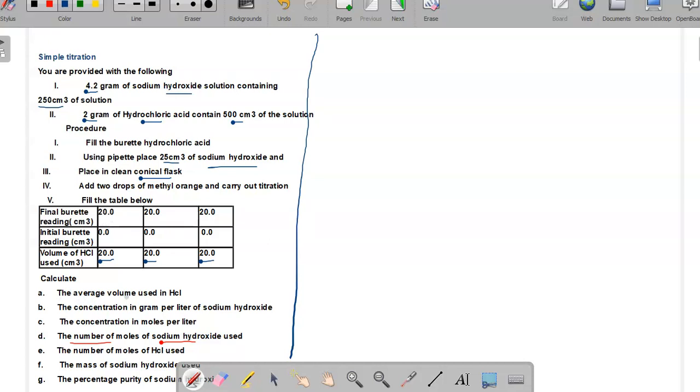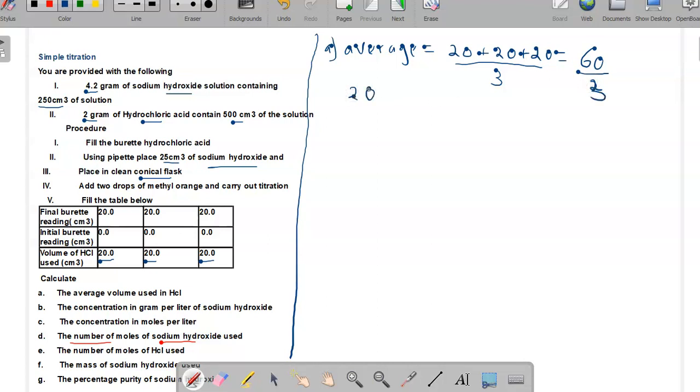Question A is saying calculate the average volume of HCl used. Average volume is equal to, you add all the 3, then you divide by 3. 20 plus 20 plus 20 divided by 3. When you add them, you get 60. 60 divided by 3, because there are 3 in number, then you'll get 20 centimeter cubic of HCl used. This is the volume of HCl used.